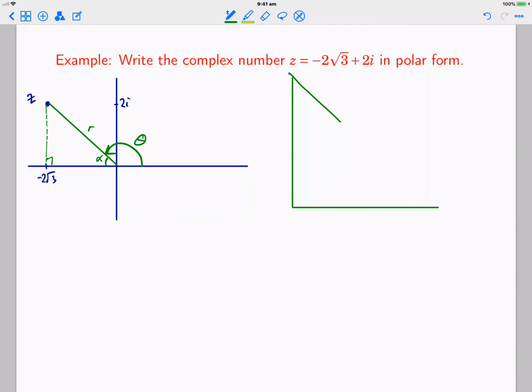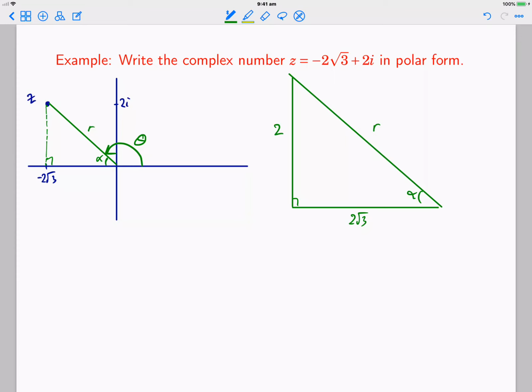So I've got this right angle triangle, okay? We're calling this angle alpha, this is r. Now this vertical edge is 2, because it corresponds to 2i. This horizontal edge has length 2 root 3, so it corresponds to the point -2 root 3.